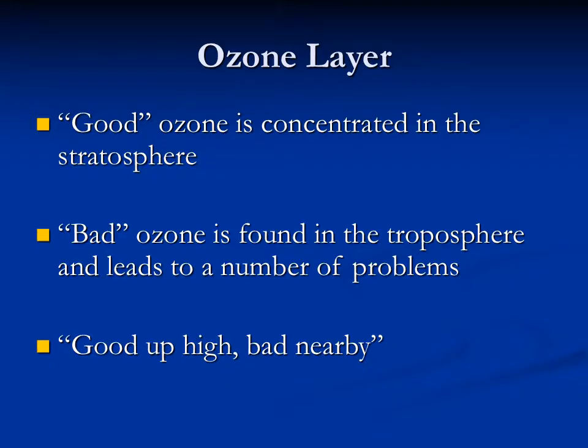Good ozone is concentrated in the stratosphere, and bad ozone is found in the troposphere and leads to a number of problems. I know we've talked about this saying before, but it's good up high, bad nearby. So when ozone is in the stratosphere, which is higher than the troposphere, it's good. And when ozone is in the troposphere, which is where we are, where weather occurs, it's bad. The reason for that is because it can cause a number of breathing problems, asthma, all sorts of different health problems from ozone being located too close to the surface of the Earth. When it's up high, it actually has a purpose, and that is to trap the bad UV rays.